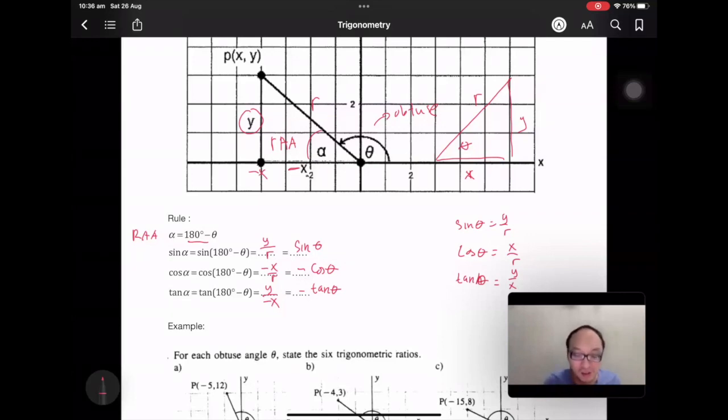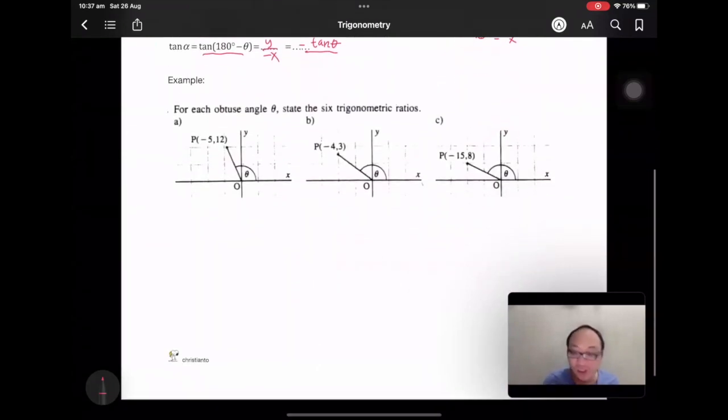So from here, we can see that sine 180 minus theta equals sine theta in the obtuse angle. Cos 180 minus theta equals negative cos theta. And tangent 180 minus theta equals negative tangent theta.